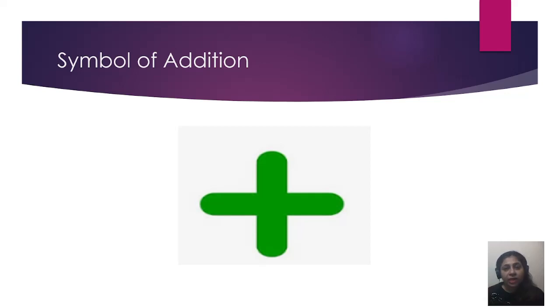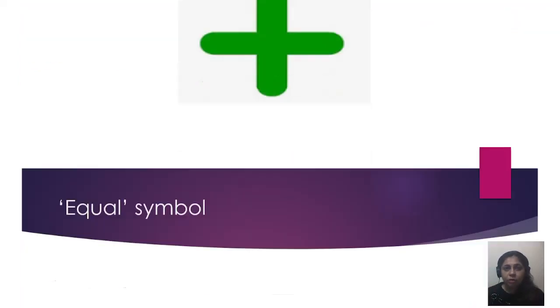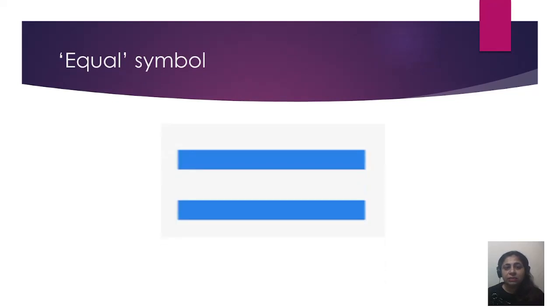Now, the child should also know another important symbol, which is the symbol of equal to. So this also the child should be able to make with fingers. Which symbol is this? This is equal to. Equal to means same. Make the child familiar with these two important symbols and then move to the next step, that is writing and adding on paper.